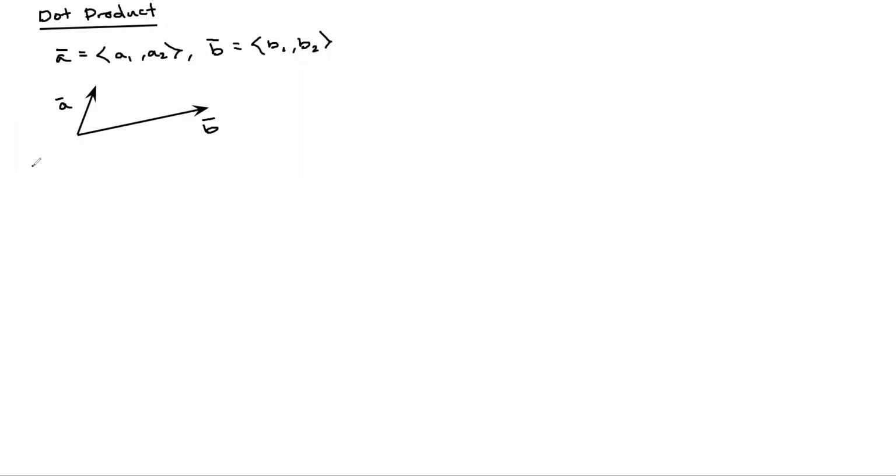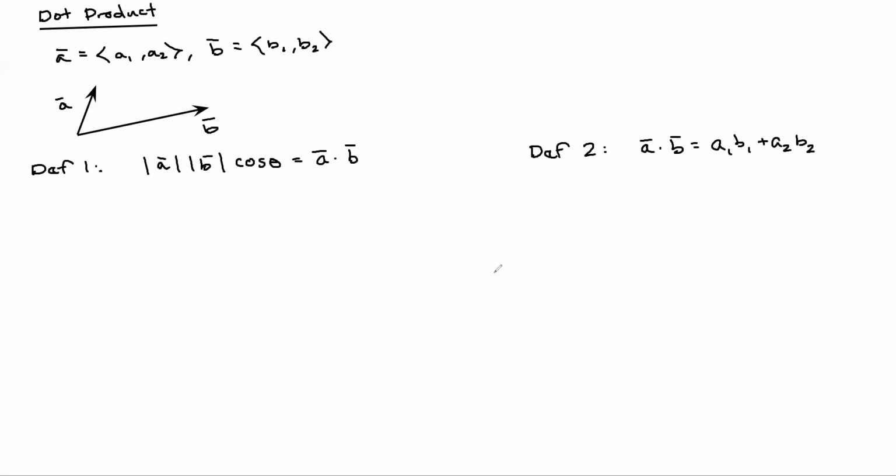So the first definition is that the length of A times the length of B times cosine theta is defined to be the dot product, A dot B. And then definition two: A dot B is defined to be A1 B1 plus A2 B2.